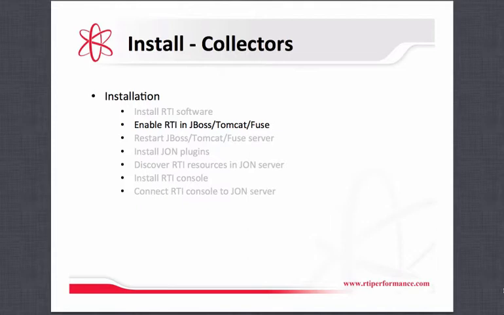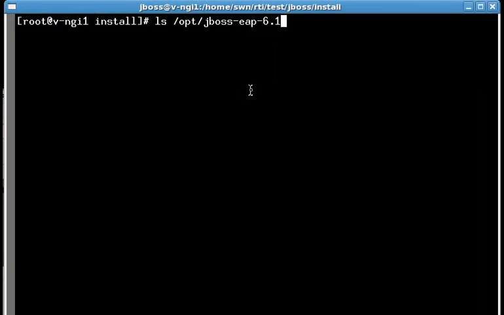Now we need to enable RTI, as we call it, and that requires us modifying the JBoss or Tomcat script, and we do that with a special RTI command. Okay, we've got RTI installed and we checked that it's working. Now I need to enable RTI in the JBoss server, and that requires editing the JBoss server startup script.